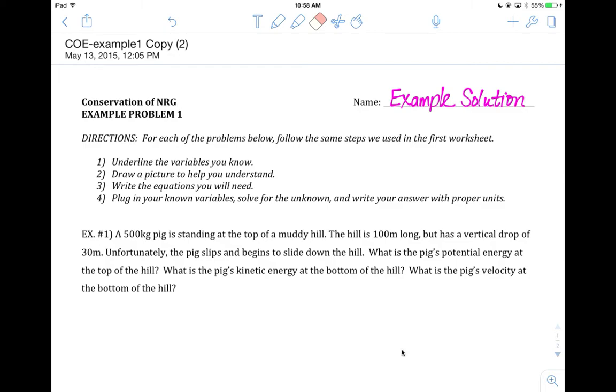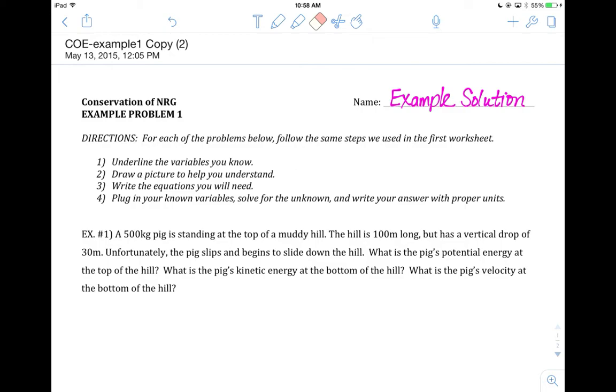All right, so we're going to look at an example using the conservation of energy. And this is going to be really similar to the problems you're going to be doing on the problem set number 2. And the first thing to recognize is we need to pay attention to the steps that we want to use. So we want to underline the variables we know for step 1.